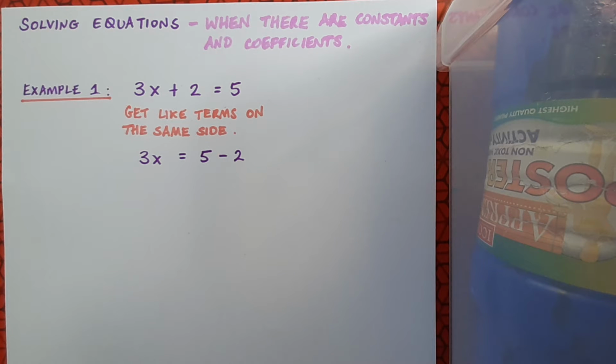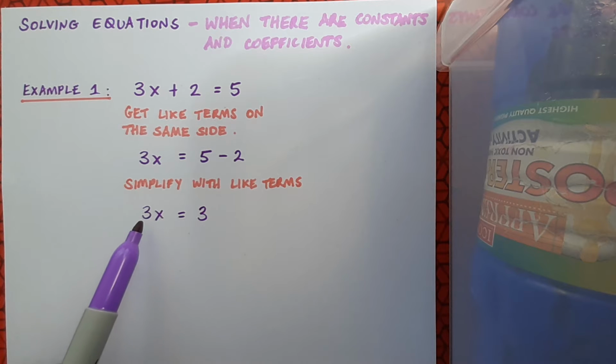At this stage, then, I can tidy up my like terms. So I look at my like terms and I simplify them. And I'm going to end up with 3x equals, well, 5 minus 2 is 3, so equals 3. I'm not finished yet because my goal in this question is to solve for x. I want to get the x by itself. I want to know what it's worth.